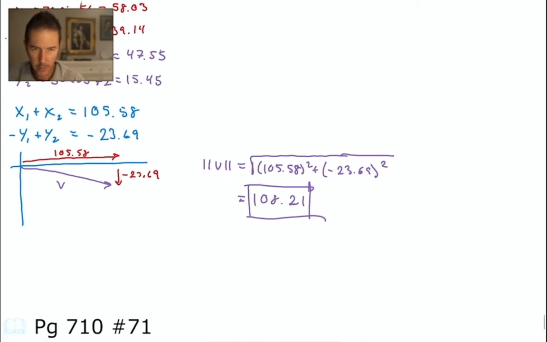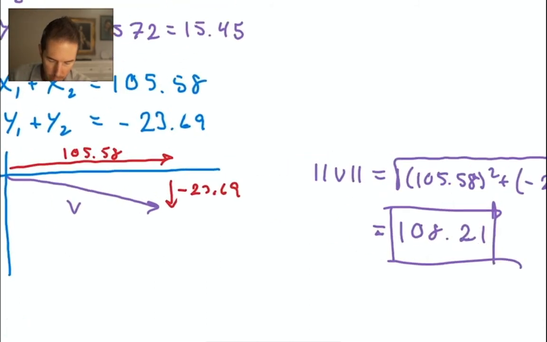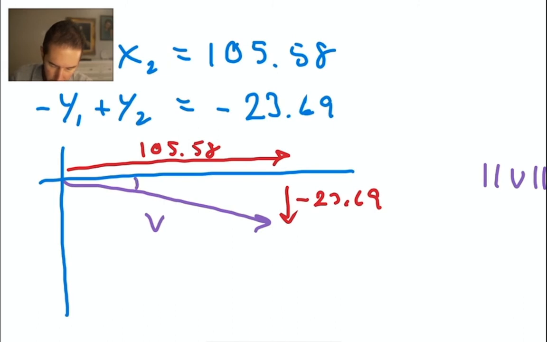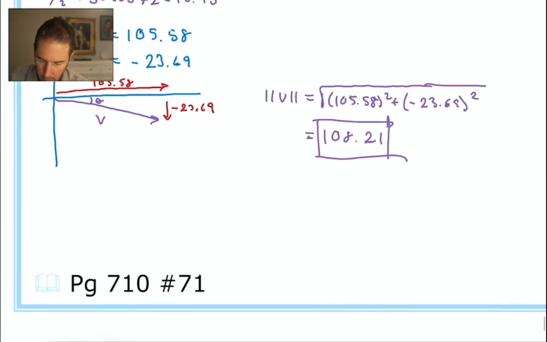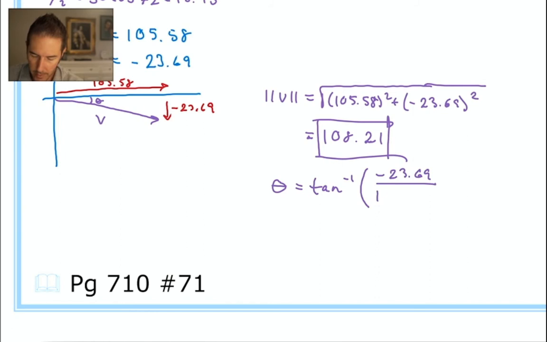And the direction angle needs to be dropping us into the fourth quadrant. If it'll fit in there, you could put in a theta. And I will note that the theta value is equal to the inverse tan of opposite over adjacent, which is the negative 23.69 divided by the 105.58. Let's see what we get for an angle measure there. Still in degree mode? Yep.